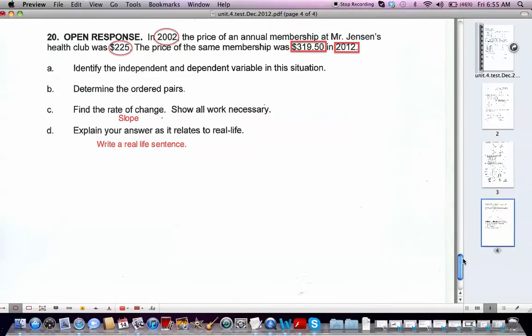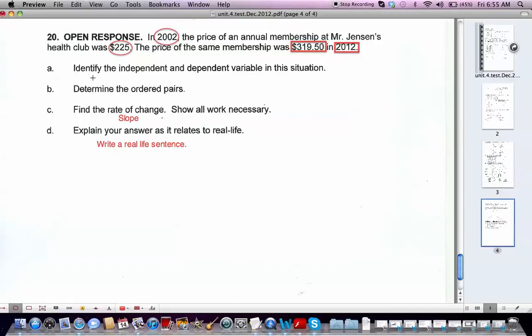Now, number 20 is our open response. It says in 2002, the price of an annual membership at Mr. Jensen's Health Club was $225. The price of the same membership was $319.50 in 2012. Now, A says identify the independent and dependent variable in this situation.